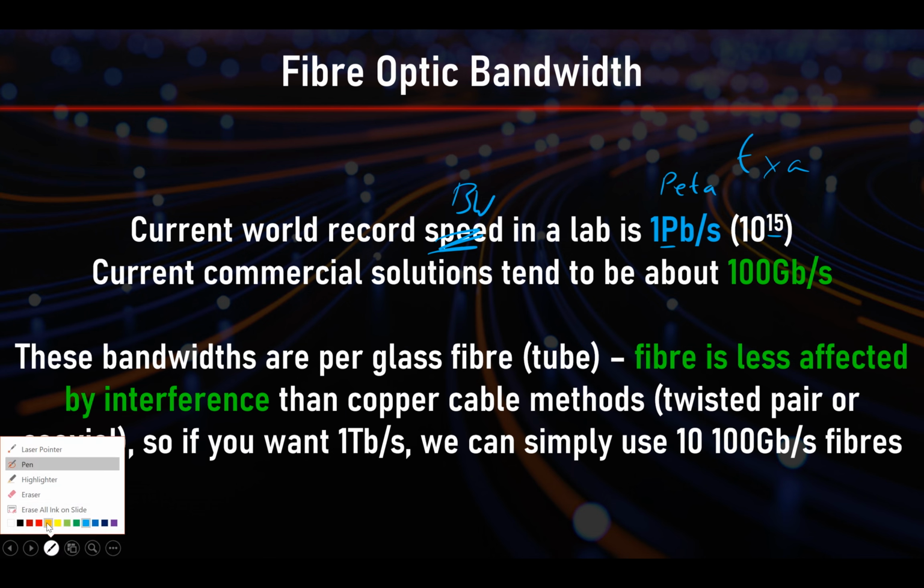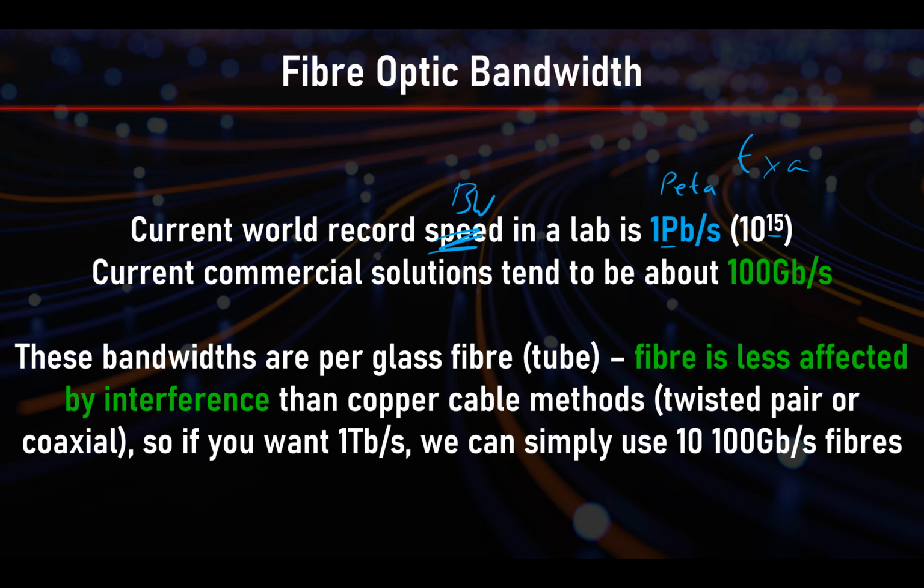Let's just change the color. So these bandwidths are per glass fiber, or per tube. And because fiber is less affected by interference than copper cable methods, either twisted pair or coaxial, we can just keep adding more and more fibers. If you think of twisted pair, maybe there's like 6, 7, maybe 8 twisted pair wires. We can't really just add 100 twisted pair wires, since there's probably going to be too much interference, too much crosstalk.